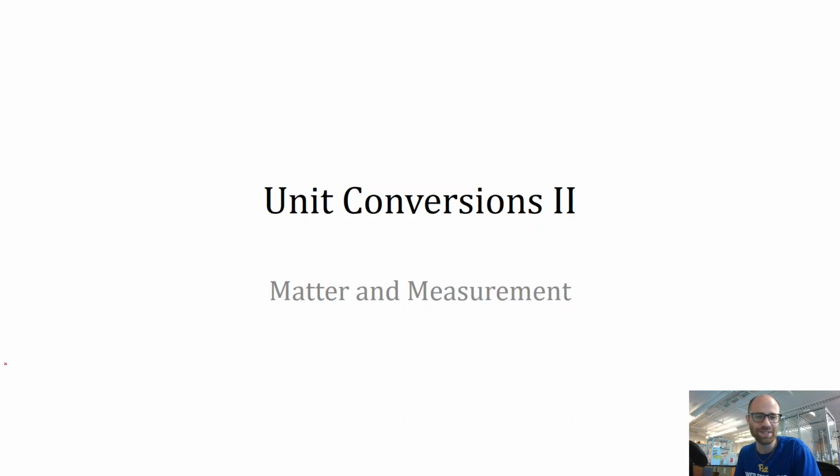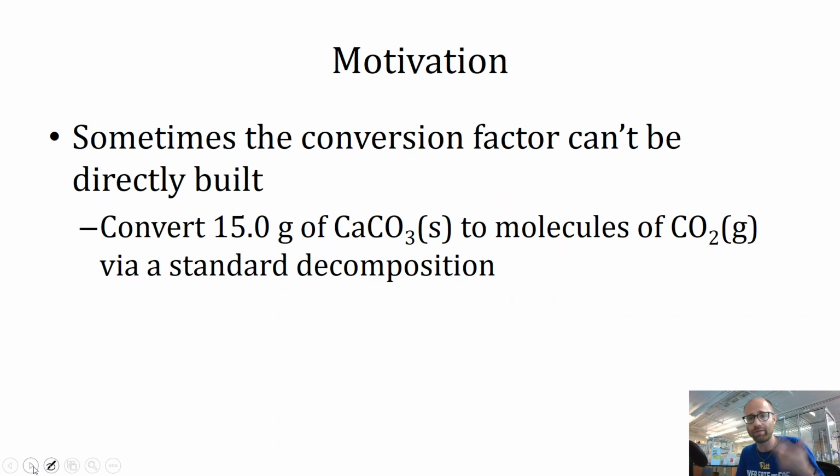Hi, I wanted to expand a little bit upon unit conversions because sometimes the unit conversions are actually not as simple as we saw in the first video, so I just wanted to step in a little bit. For example, if I wanted to convert 15 grams of calcium carbonate to molecules of carbon dioxide, how many molecules would I get when 15 grams undergoes a standard decomposition?